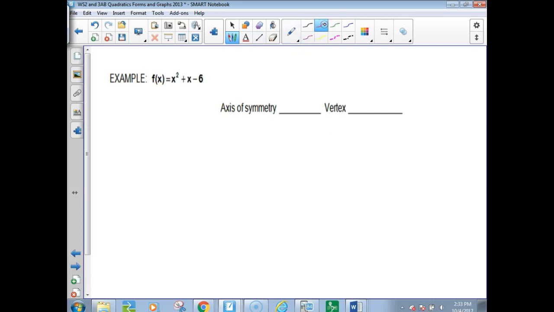All right, what are the values in this equation? a is 1, b is 1, c is -6. To find the axis of symmetry, we do the opposite of b over 2 times a. So we take the b value, which would be -1, over 2 times the a value, which is 1, which gives us -1/2. That means the axis of symmetry for this parabola would be x equals -1/2. It would be a vertical line at -1/2 that cuts the parabola in half.